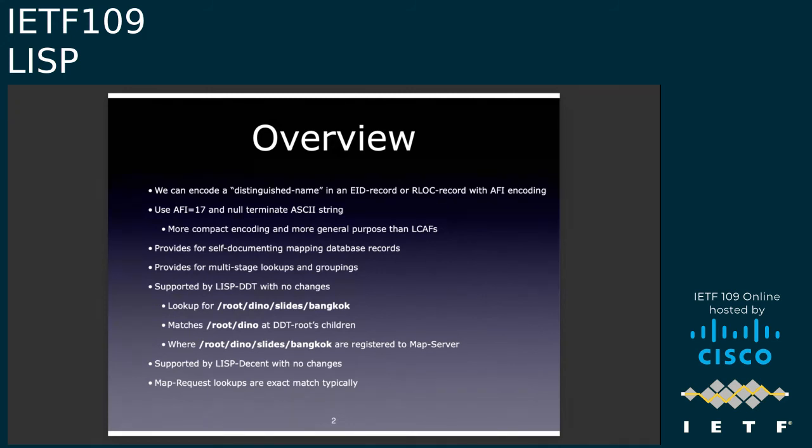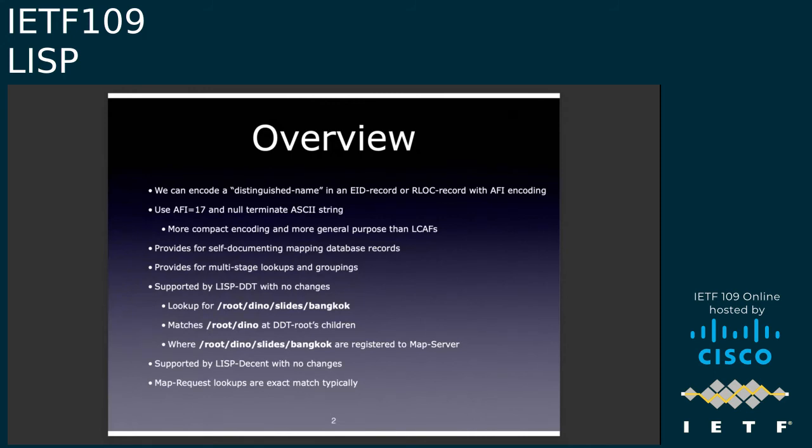So there are no changes at all that have to be done to LISP DDT. You just have to configure the authoritative prefix to be a set of characters versus the set of bits that we use for IPv4 and IPv6 EIDs. The same goes for supporting LISP-Decent. LISP-Decent is a way of hashing the EID to pick a map server to register to, or a map resolver to send map requests to. Since it's just a set of bits, you can still hash across that to pick a map server. So the decentralized LISP mapping system works with zero changes as well.